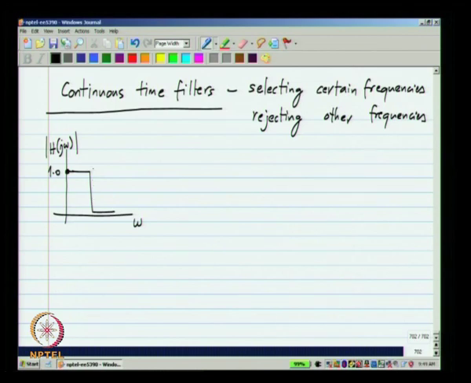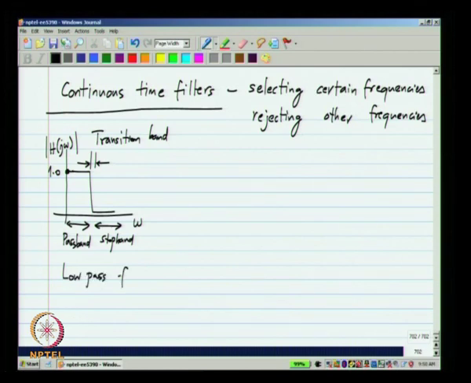I will show this as 1, and whatever is allowed is called the pass band, and whatever is removed is called the stop band, and whatever is in the middle, where it has to change from allowing something that is a high magnitude response to rejecting something which is a low magnitude response, this is called the transition band. And this type of filter which has a high magnitude at low frequencies, that is allows low frequency signals, is known as a low pass filter.